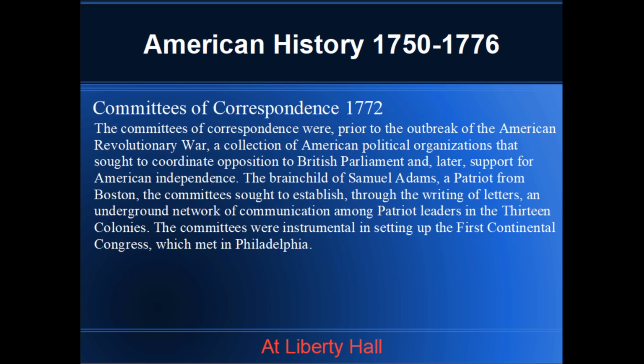Committees of Correspondence, 1772. The Committees of Correspondence were, prior to the outbreak of the American Revolutionary War, a collection of American political organizations that sought to coordinate opposition to British Parliament and later support for American independence. The brainchild of Samuel Adams, a patriot from Boston, the committee sought to establish, through the writing of letters, an underground network of communication among patriot leaders in the 13 colonies. The committees were instrumental in setting up the First Continental Congress, which met in Philadelphia.